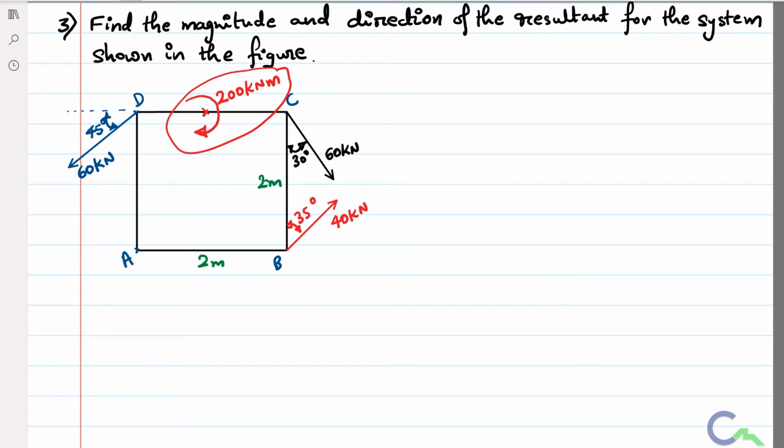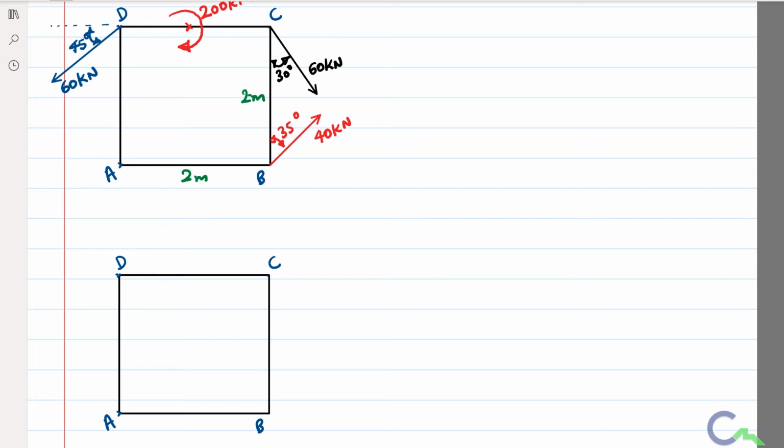In the previous question, they particularly asked us to locate with respect to A, but in this case they have not mentioned with respect to which point we have to locate. So we can assume any point and locate the resultant with respect to that. First I am going to find the resultant. For that I am going to resolve these forces in horizontal and vertical direction.